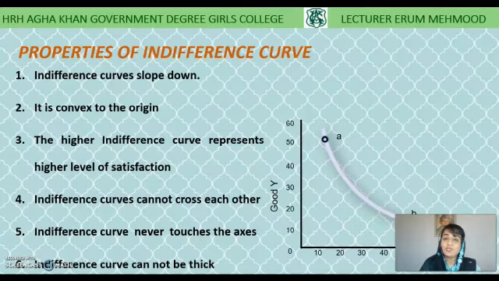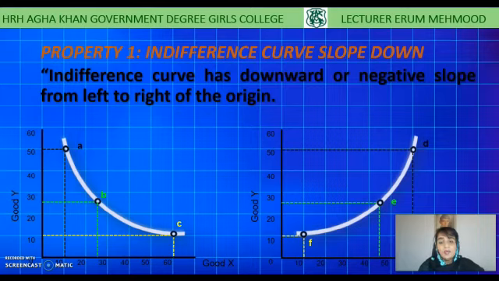Let's start the properties of the indifference curve. First, the indifference curve slopes downward. Second, it is convex to the origin. Third, a higher indifference curve represents a higher level of satisfaction. Fourth, indifference curves cannot cross each other. Fifth, an indifference curve never touches the axis. Sixth, an indifference curve cannot be thick. I will explain all these properties one by one. Let's take the first property, that is, the indifference curve slopes downward.